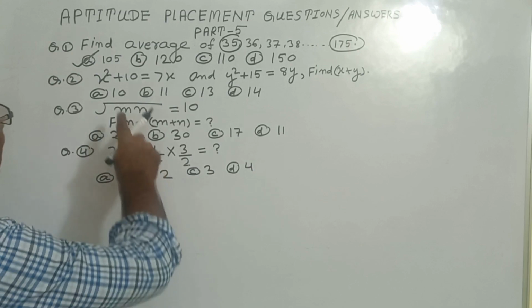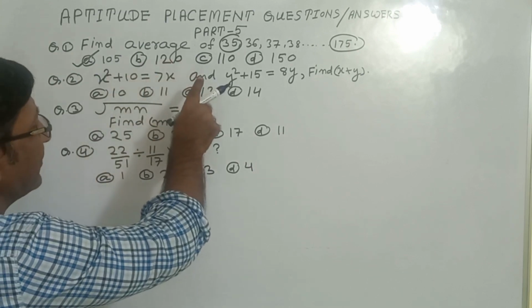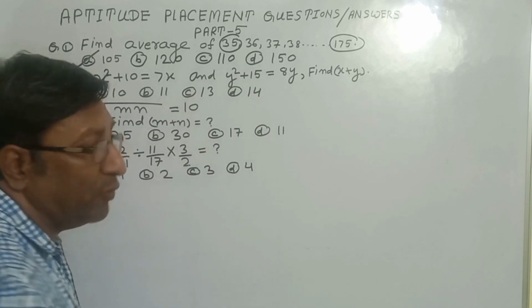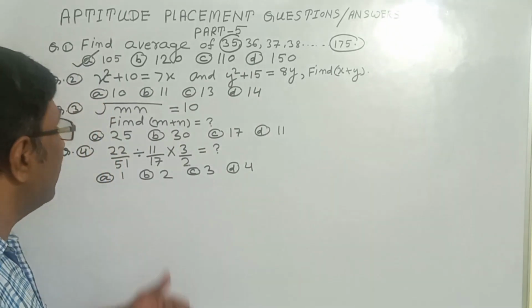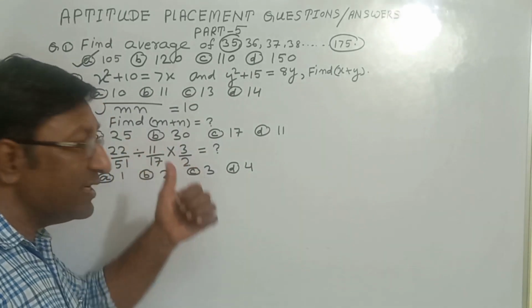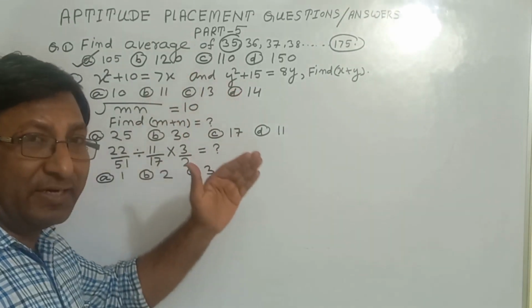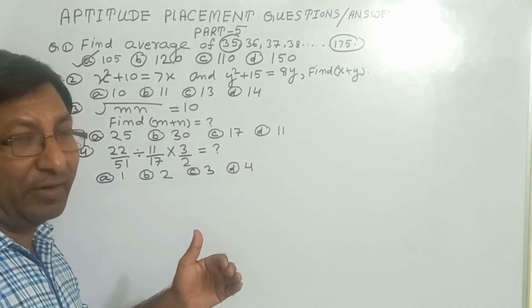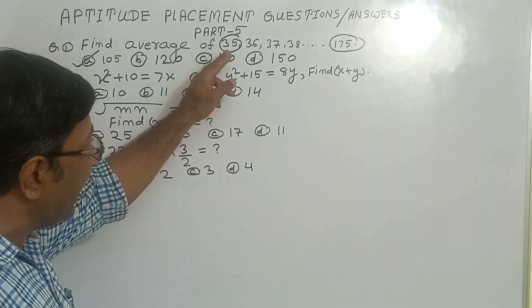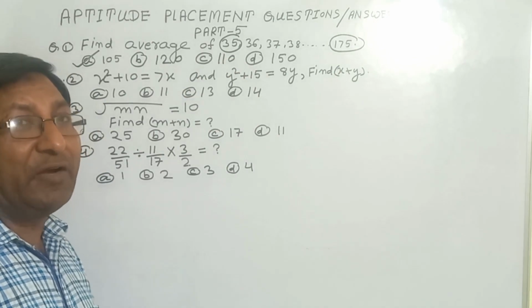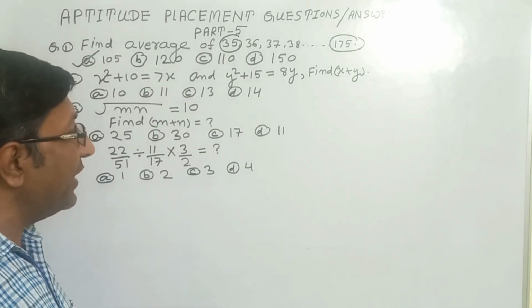The first question is: find the average of 35, 36, 37, 38 up to 175. You know the simple basic method: average equals the addition of all given numbers divided by the total number. But when we add all the numbers from 35 to 175, it will take a lot of time. So what is the simple trick?